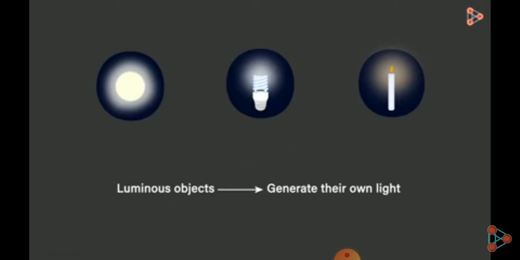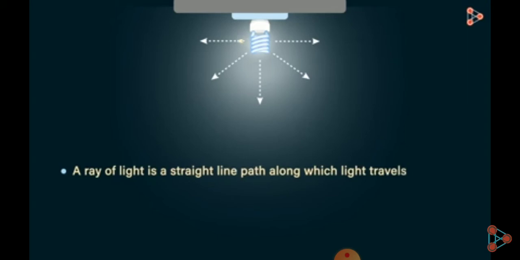So what is the direction of light? Luminous objects generate their own light in all possible directions, as you can see here in this animation. This light gets reflected by the non-luminous objects in all directions. We receive this reflected light and perceive the object. You can see the ray of light in this animation. Now in the next animation we will study the incident ray and reflected ray.